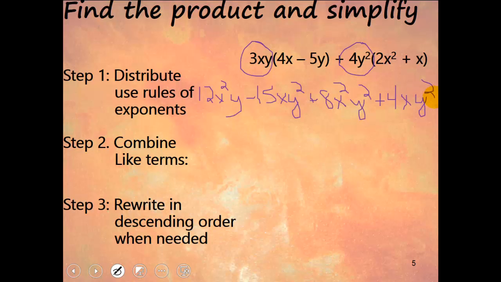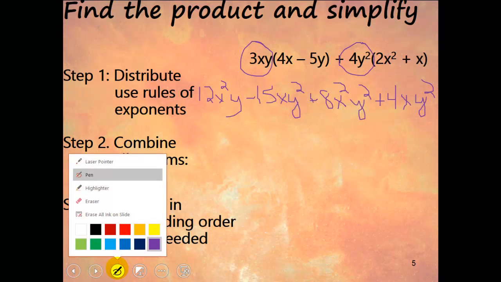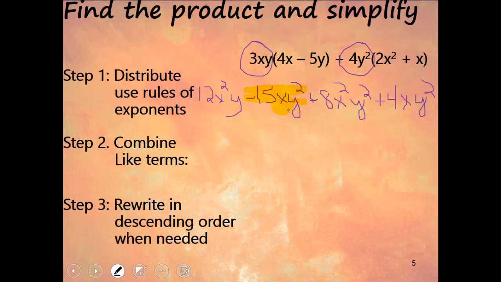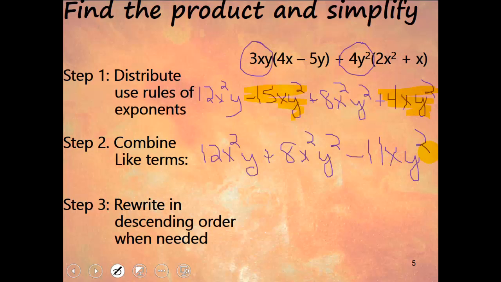Now I'm going to look for like terms, and that is the negative 15xy squared and the positive 4xy squared. So I get 12x squared y plus 8x squared y squared minus 11xy squared. Rewrite in descending order. You can argue both ways, but I would write it as 8x squared y squared plus 12x squared y minus 11xy squared.